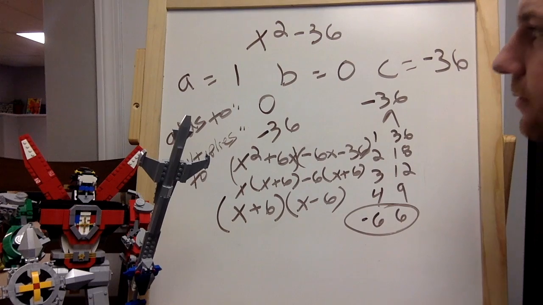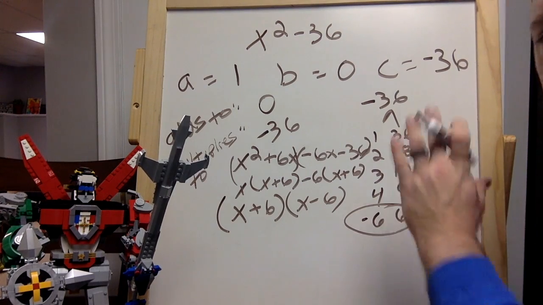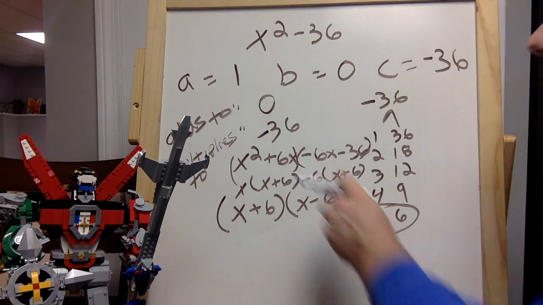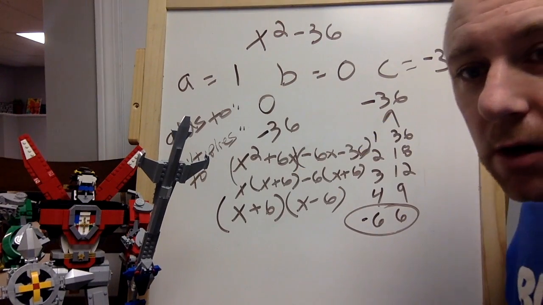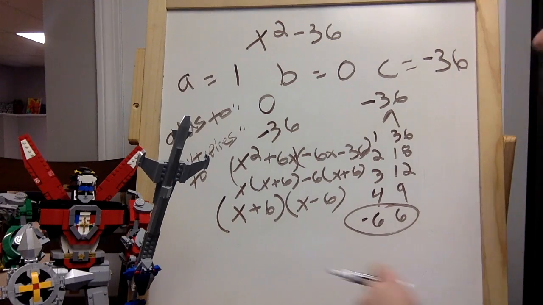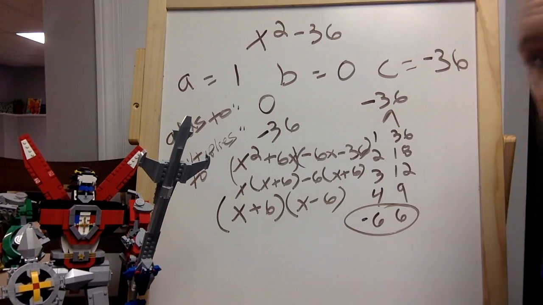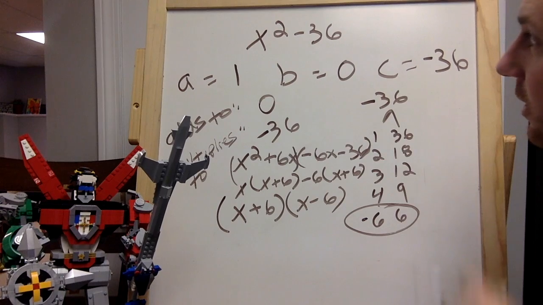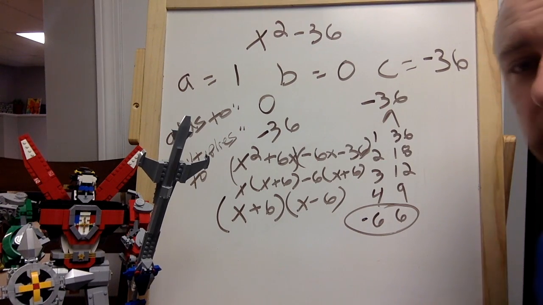Now you know all the tricks of the trade for factoring when a is 1. There are different tricks for when a is not 1. So make sure you are labeling a, b, and c first. And now you can go defend the universe with this.